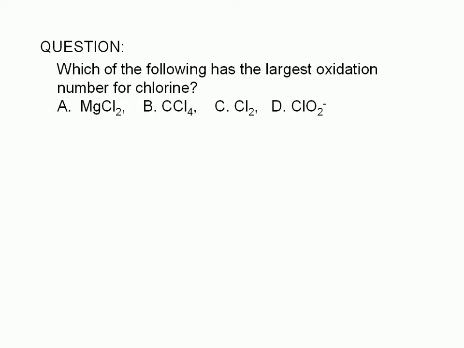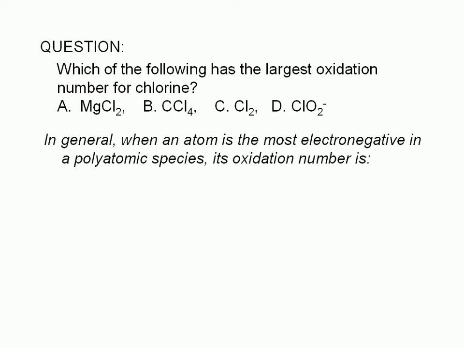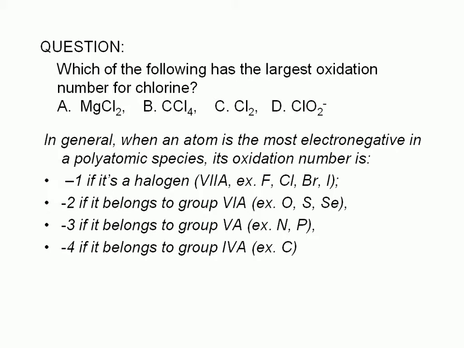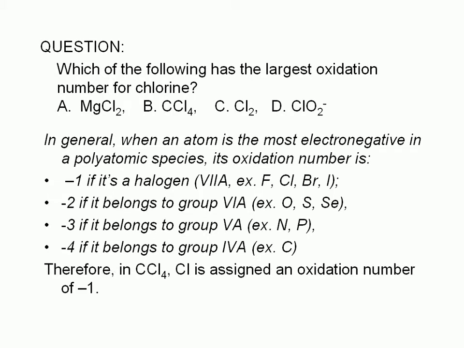Typically when dealing with a polyatomic species, the most electronegative atom is assigned an oxidation number of -1 if it's a halogen. It's assigned an oxidation number of -2 if it belongs to group 6A, -3 if it belongs to group 5A, and -4 if it belongs to group 4A. Therefore, in carbon tetrachloride, chlorine, which is a halogen, is assigned an oxidation number of -1. It is treated as though it were a chloride ion with a -1 charge.